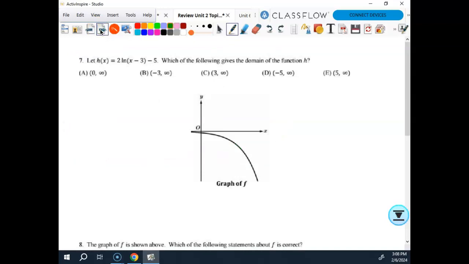All right, number 7. I apologize for the spacing here because this graph does not go with number 7. It goes with number 8, and I messed up on the spacing there. So we'll just ignore the graph while we look at number 7. All right, so we have this function. Which of the following gives the domain?